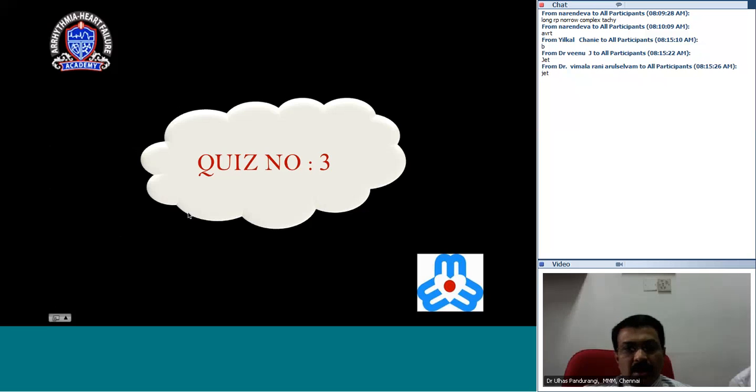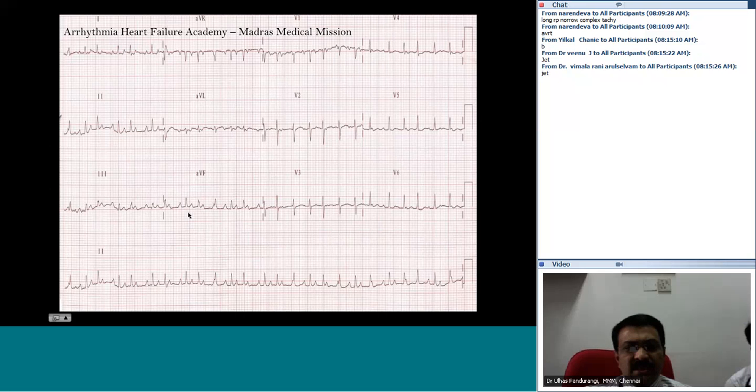Let's go to quiz number 3, another tachyarrhythmia in the pediatric age group. So again, I will guide you and help you to make the diagnosis. This is a relatively slower tachycardia than what you saw in the last 3 ECGs. The common factor here still is a narrow QRS tachycardia.